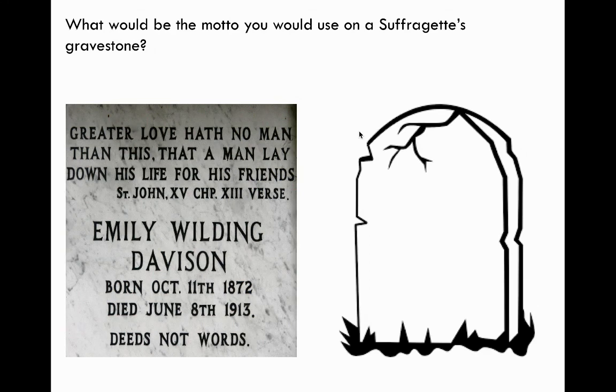One final end plenary. This is what it says on Emily Davison's gravestone. She was the one who was killed by the horse at the very start of the lesson. So if you're imagining another suffragette's gravestone, what would their motto be? What would the phrase be that they would want to encapsulate their life, their ambitions, their aims? And that's the final thing I want you to do today.